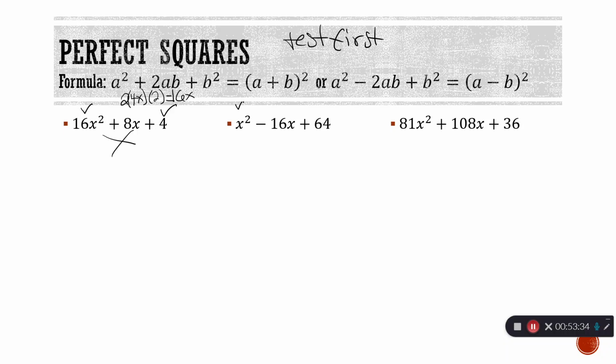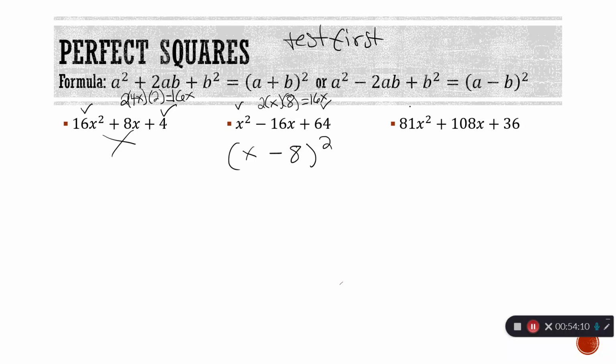So let's check this one. Is this a perfect square? Yes. 64 perfect square? Yes. Let's see, is this 2 times x times 8? 2 times x is 2x times 8 is 16x. We are good. So now the sign is going to match here, which is going to be negative. The square of the first term is x, and the square of this one is 8. Done.